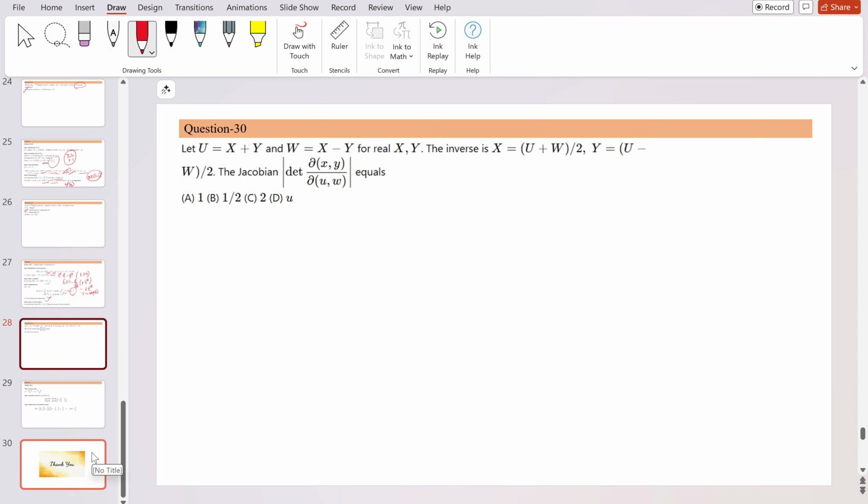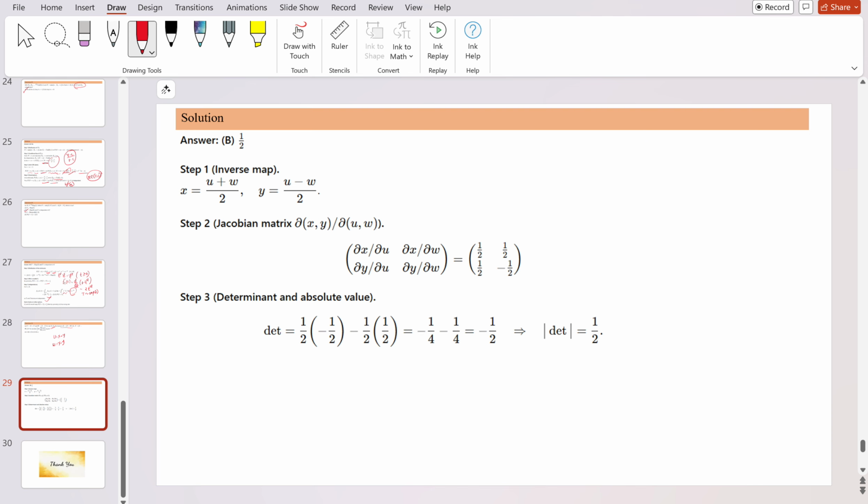Okay, let me give the solution for this. It is saying that U is equal to X plus Y and W is equal to X minus Y for real X, Y. The inverse is X equal to (U plus W) by 2 and Y equal to (U minus W) by 2. So it is asking what is the Jacobian determinant of del(X, Y) by del(U, W).